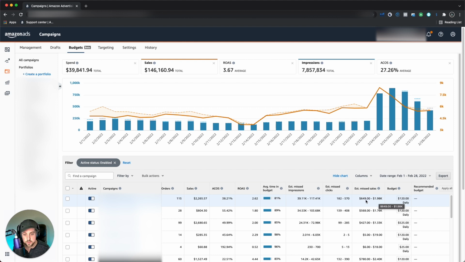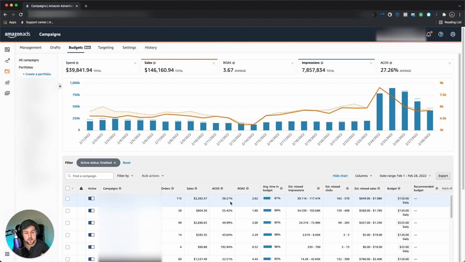However, one thing to note here is that just because we see this and Amazon's telling us that we're missing out on clicks, missing out on sales, doesn't mean that we're all of a sudden going to bump this up to $1,000 a day. We want to be very cautious and also methodical on the reason why we would go in and increase this daily budget. So the next thing to really look at is the overall total ACOS, and in this particular instance for this particular campaign, it's at around 38%.